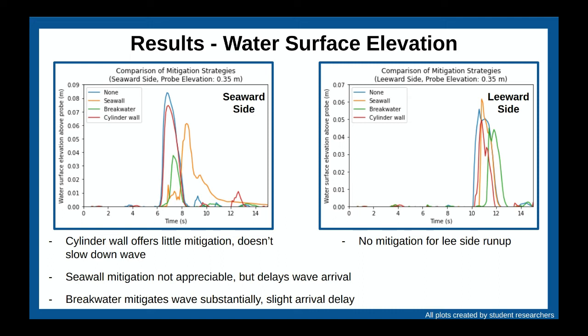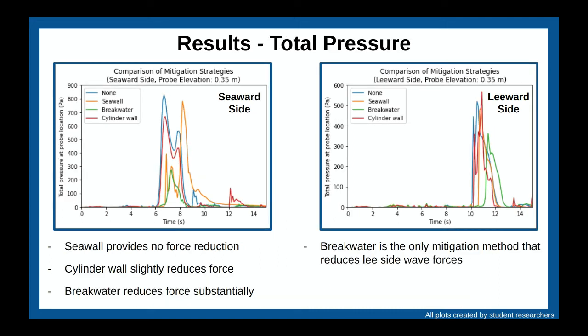Since pressure is force per unit area, force and pressure are proportional. Plots here show the total pressure at ground level on the seaward and leeward sides of the island just above the still water surface. The plot on the left shows that the seawall provides no force reduction, the cylinder wall slightly reduces force, and breakwater reduces force substantially. Looking at the plot on the right, the breakwater is the only mitigation method that reduces lee side wave forces.